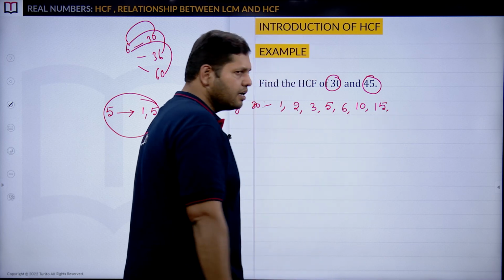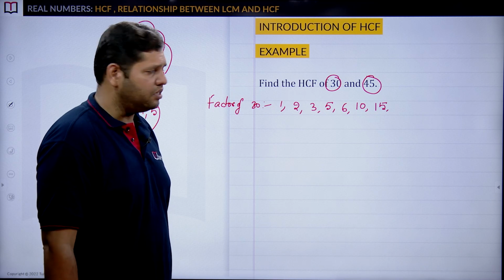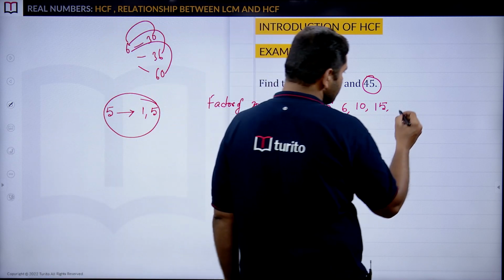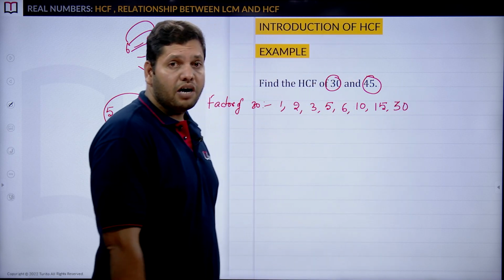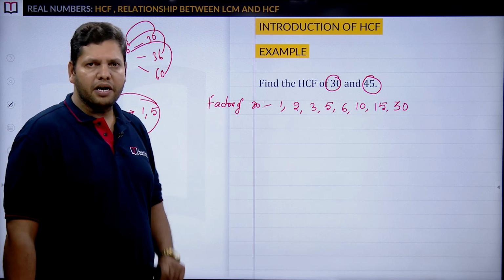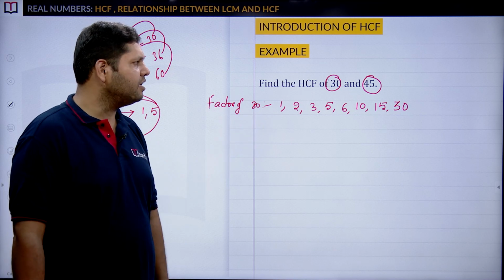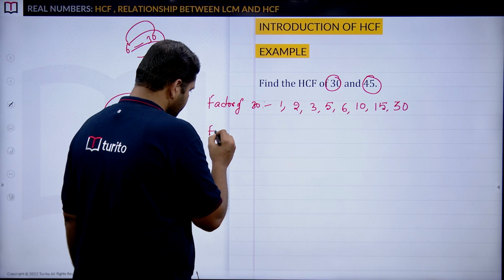Because 15 times 2 is 30. So, 15 is a factor of 30. 16, not possible. 17, 18, 19, so directly I can go to 30, children. Because every number is a factor of itself and a multiple of itself. So, children, I am writing all the factors of 30, that is 1, 2, 3, 5, 6, 10, 15 and 30. Now, I am writing the factors of 45.